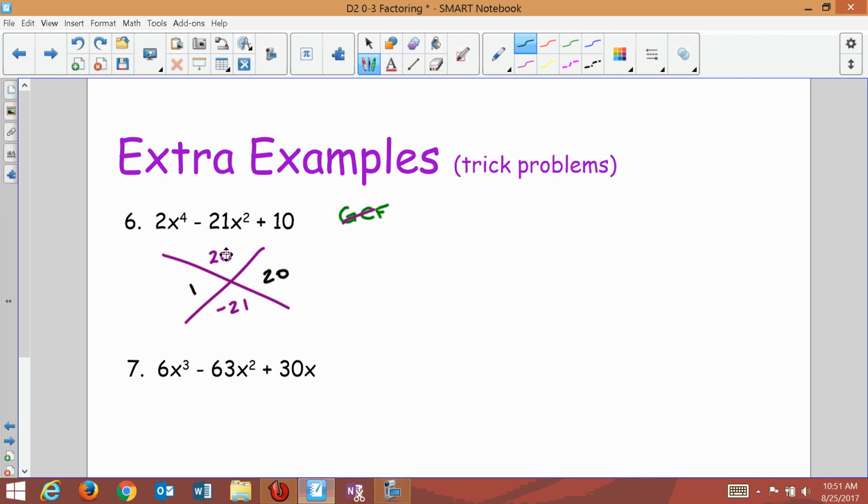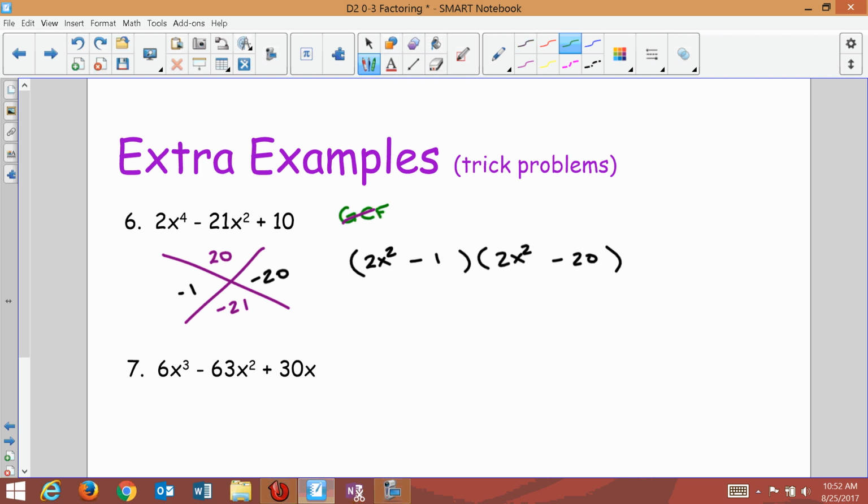Though they do multiply to be positive, right now they do not add to be negative 21. So we need to make both of these negative. Now these would still multiply to be positive 20 because a negative times a negative is positive. So those are my values. Now I follow the rule. I take my first term, which is 2x to the fourth, but I'm going to divide the power by 2. So it'll be 2x squared and 2x squared there. And now I plug in my values, negative 1 and negative 20.